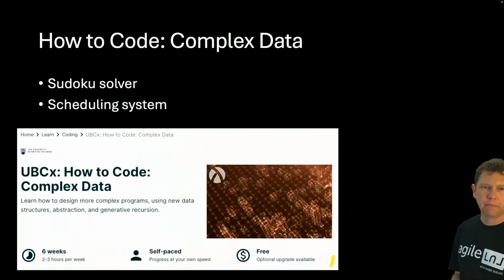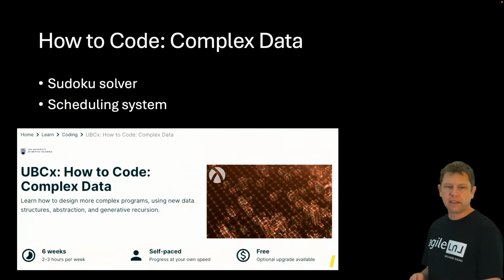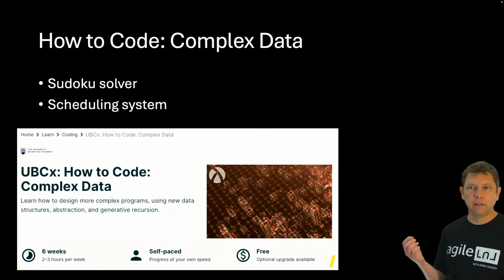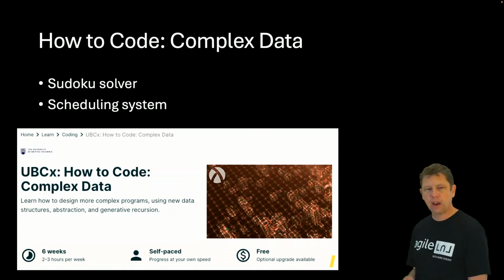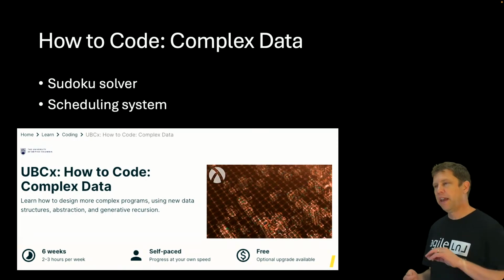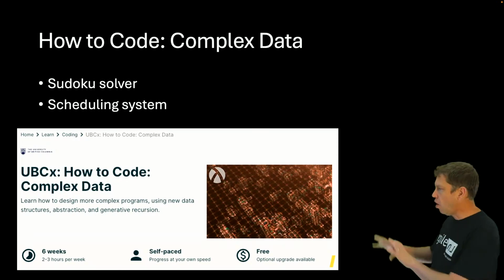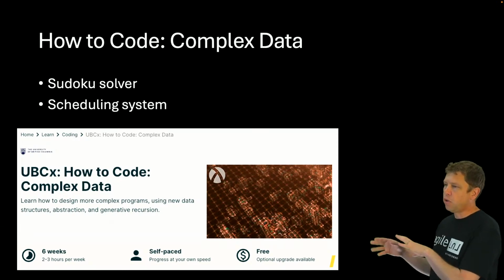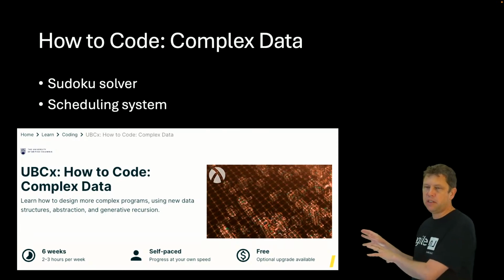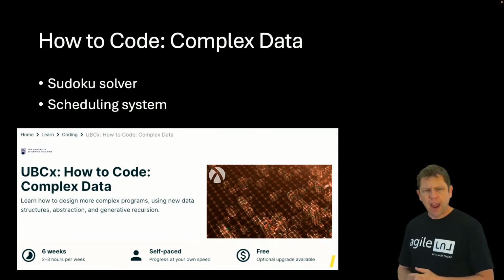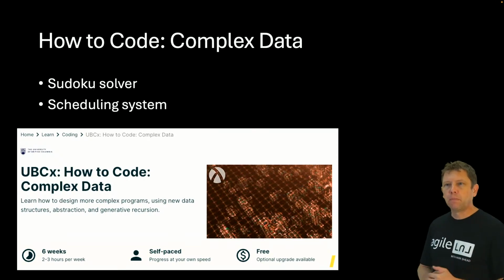And then the follow-on class to that is how to code with complex data. And in that one, you're doing things like creating a Sudoku solver. So like you give it a Sudoku puzzle and it solves it. So it's like a backtracking algorithm. Or a scheduling system where you say, we've got all these tutor slots we need to fill. And we've got all these tutors and they can only work so many times and they're only available on these certain days. Now give me a schedule that actually will work with what we have, or tell me there's not a possible schedule. And those are very interesting problems.